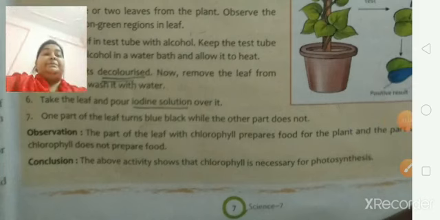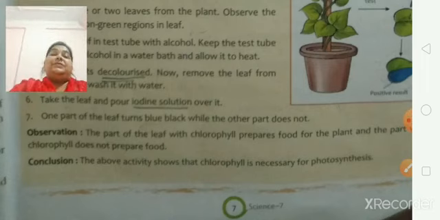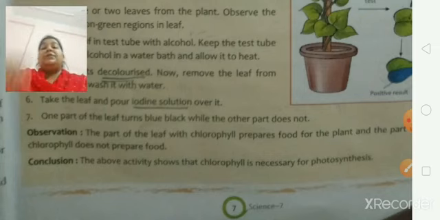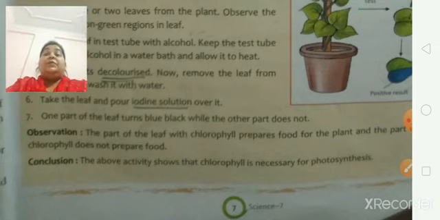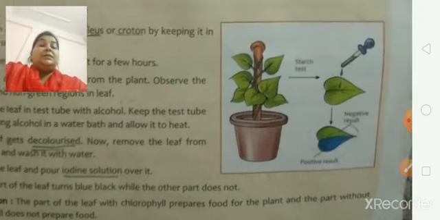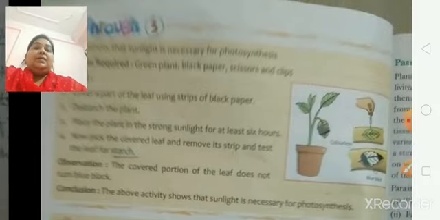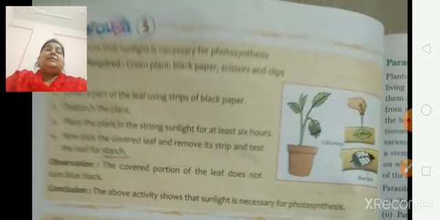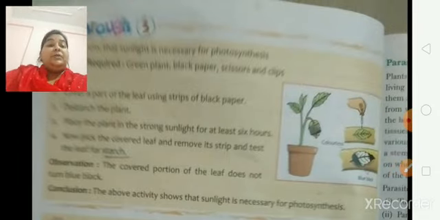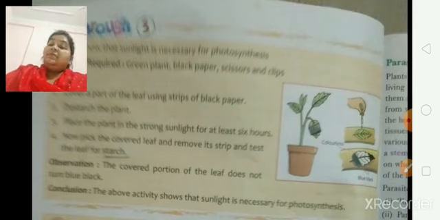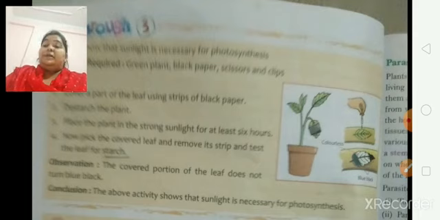Come on to our third activity. In this also one of the requirements of photosynthesis is discussed, that is sunlight. Here we have taken a green plant, black paper, scissors and clips. The same thing is to be done here. We are going to test here for starch.